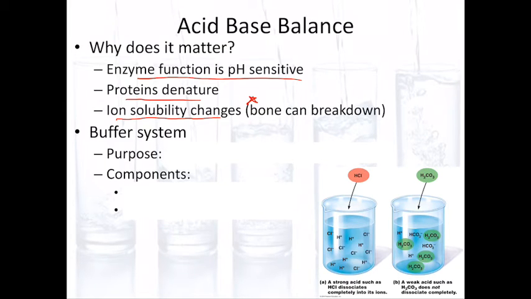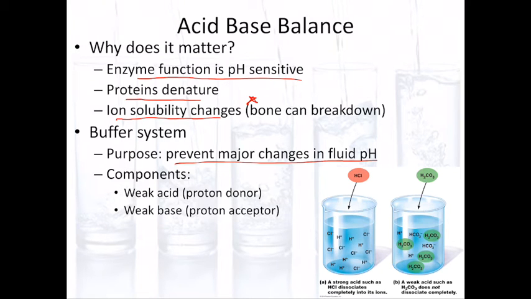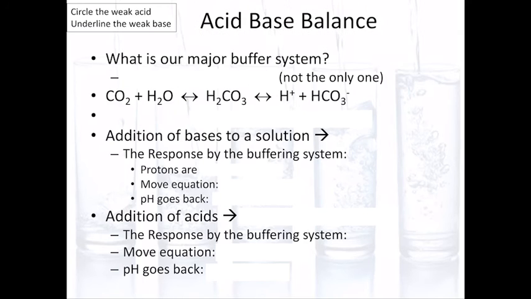Okay, so a buffer system we know helps us to prevent major changes in pH, just like we saw in the respiratory lab. And the components of it are always a weak acid and a weak base. So let's look at the most common example again. The major buffering system in our blood is the bicarbonate buffering system. It's not the only one, but it's the most prominent.